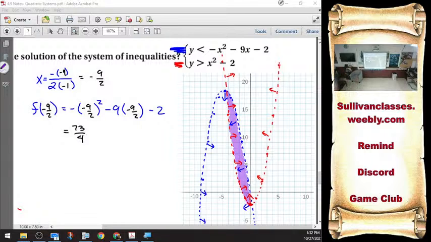Okay. So we can do systems of equations and get intersection points, or we can do systems of inequalities and get shaded regions. Either case, you better know how to graph these things. You've done it enough times. We all good?